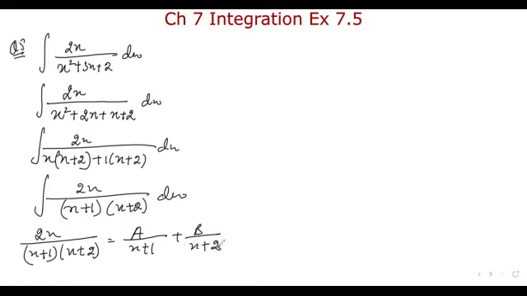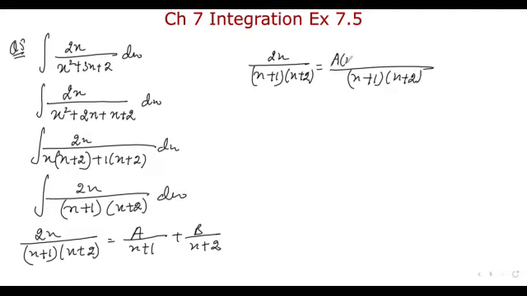Now on taking the LCM, this will be 2x upon x plus 1 into x plus 2. This side, if I take the LCM, the denominator is definitely going to be the same on both sides. It will be a into x plus 2 plus b into x plus 1.